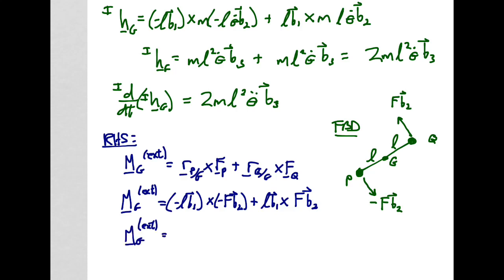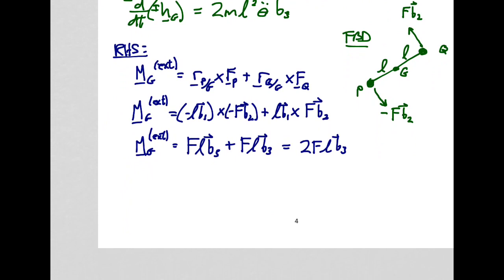This is equal to FL in the B3 direction plus FL in the B3 direction, which should make sense. We've got a pure couple happening, so the moments add up, and so this is 2FL in the B3 direction. Let's equate our left-hand side and our right-hand side. For the left-hand side, we've got 2ml² theta double dot, and that's equal to 2FL. Solving for our equation of motion, we get theta double dot is equal to F over m times L.